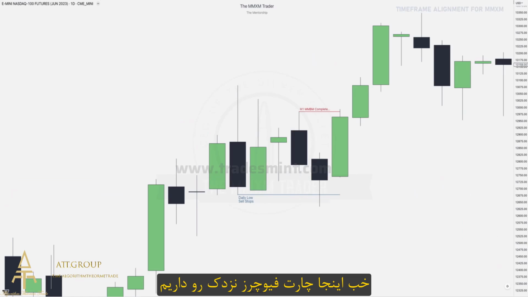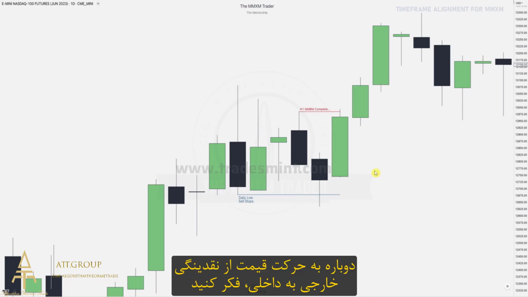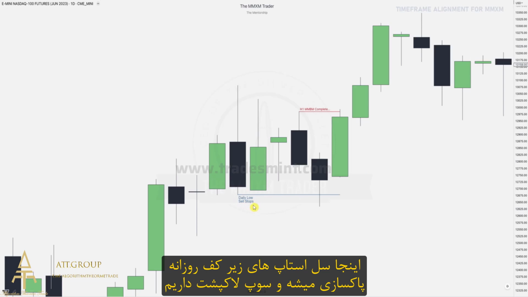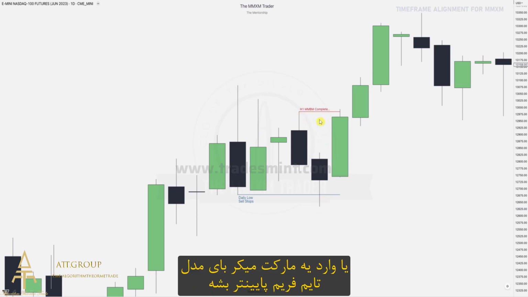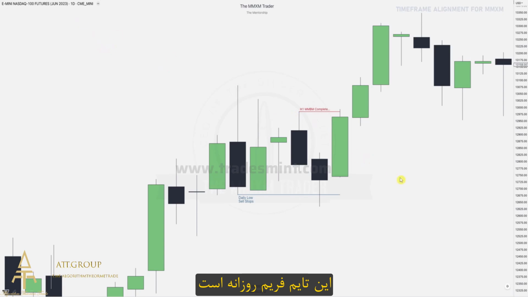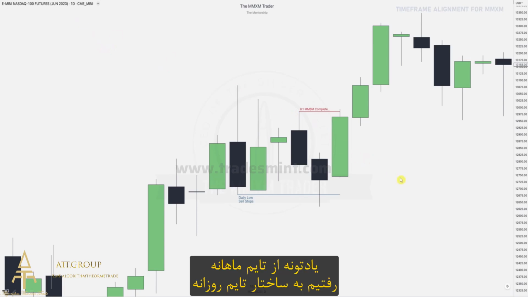So we got E-mini Nasdaq 100 futures chart over here. Again, we think about external to internal, right? So we have daily low sell stops being raided, turtle soup, right? Now we want to go into an imbalance or a lower time frame market maker buy model. So this is a daily time frame, right? Think about we went from monthly to daily structure, weekly to 4-hour structure, and now we're going from a daily PD array into a 1-hour structure.